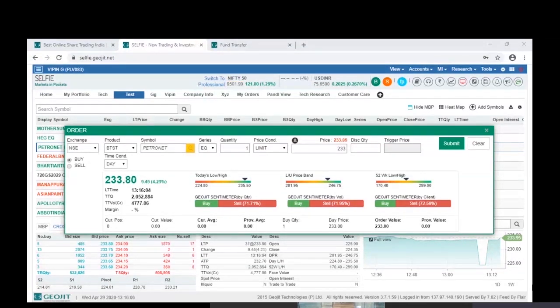Meghnath has asked how to add another bank account. We just showed you the customer care portal. Come over to the customer care portal.